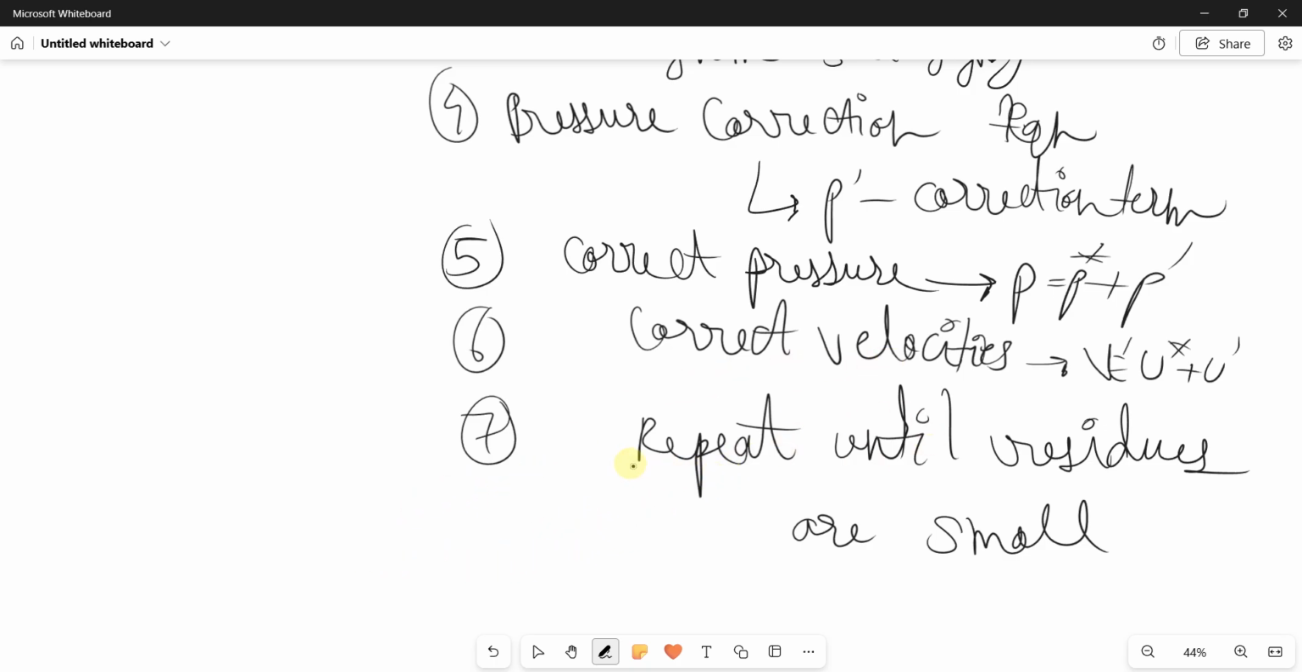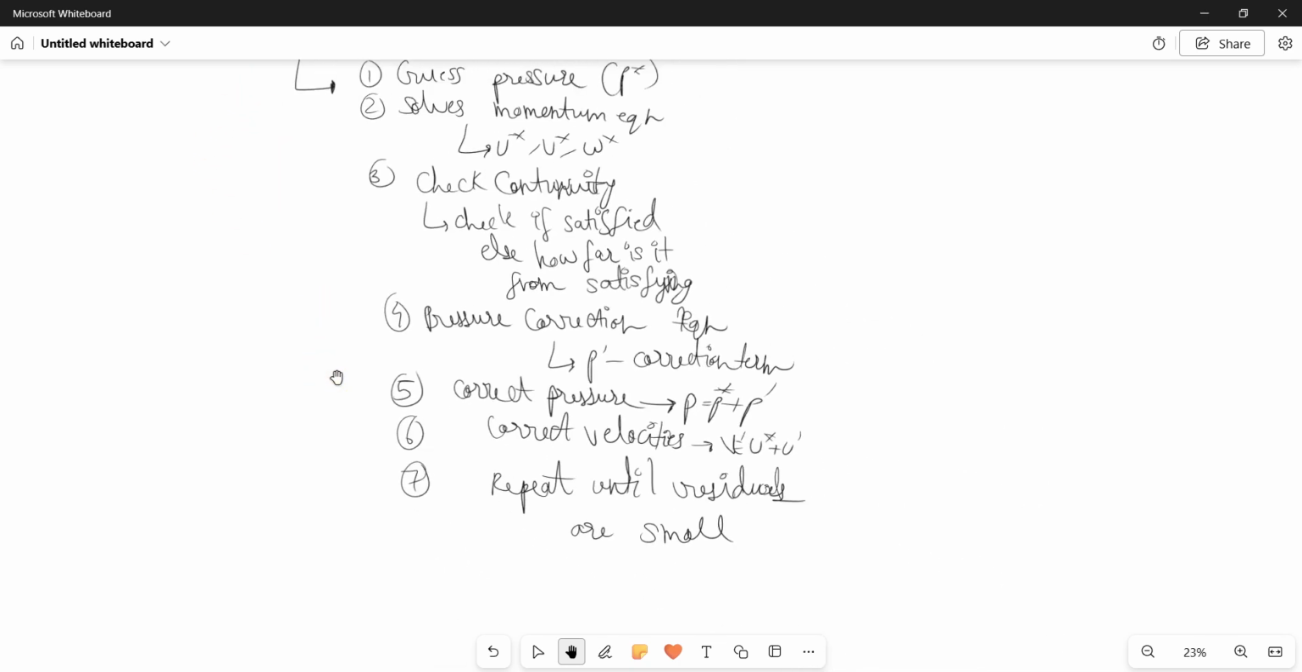So once you reduce your residuals, so these residuals are like kind of errors you can imagine. So once they are less, you can say that if your error is less, that means you're more accurate to the solution, right? So that's what it means. So you keep iterating until your residuals are small. So I'll just repeat all this again.